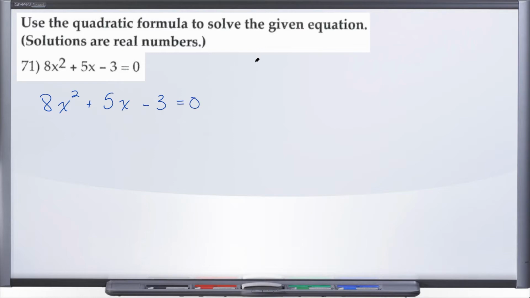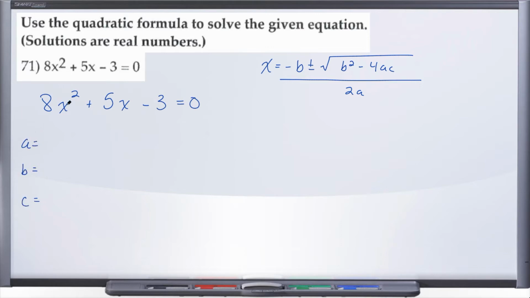And don't forget, the quadratic formula is x equals negative b plus or minus the square root of b squared minus 4ac all over 2a. So first things first, let's identify our a, our b, and our c.